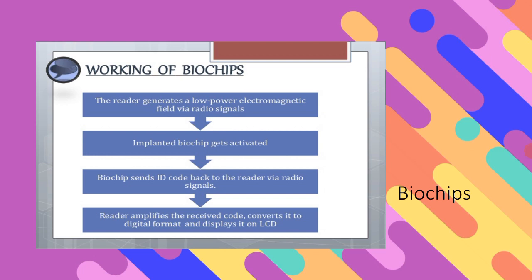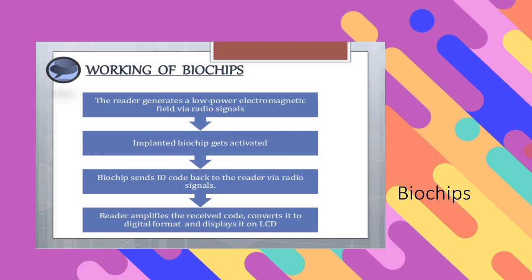Again, now the role of the reader will come. The reader will amplify the received signals, right? In the reader, the second coil, that is the receiving coil, will receive this code, the ID number. The reader also has software. With the help of the software, it will convert this ID code to the digital format and display it on the LCD, on the digital screen. So this is the working of the biochip.